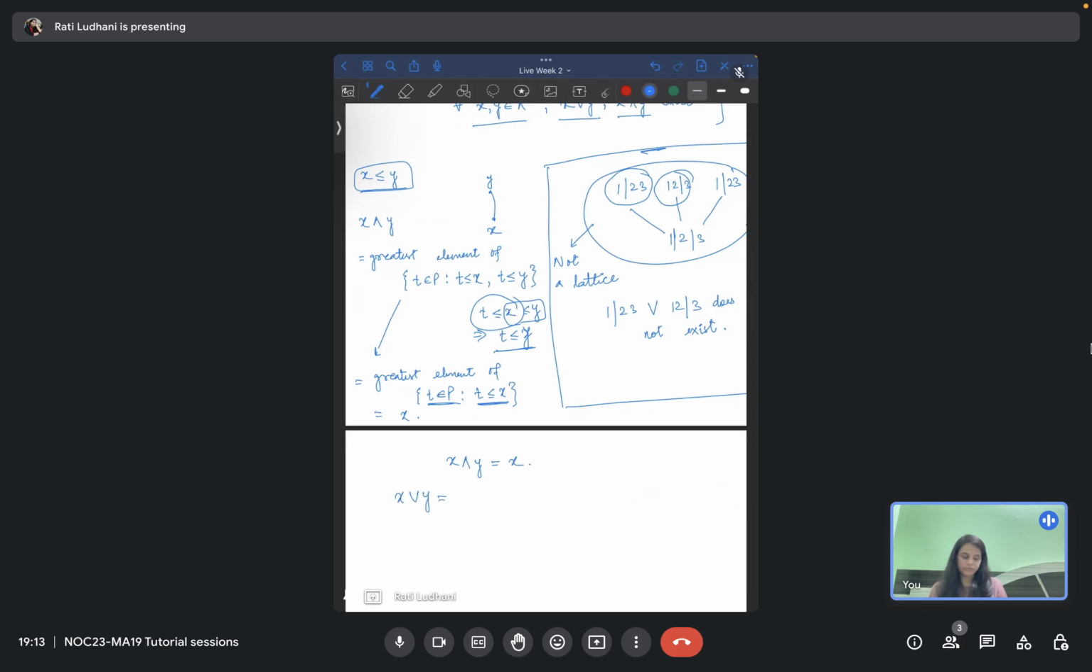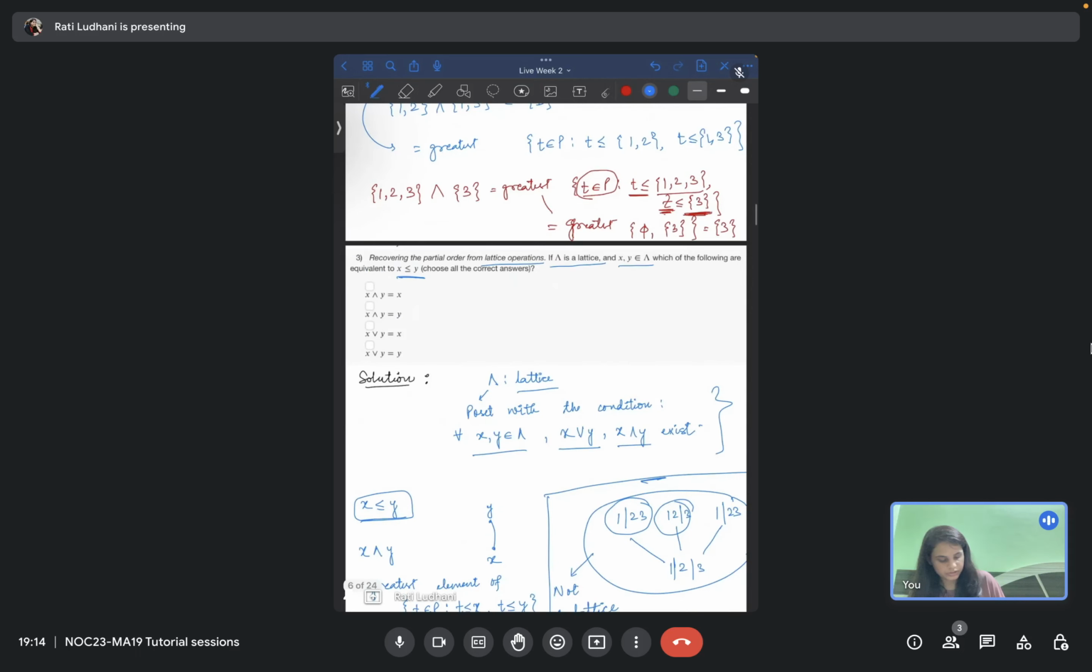Now, this x join y, what will it be? Can you tell me directly, or maybe if you want to try the least element? Exactly, so this will be y, because it is the least element of the set of t belongs to P such that x is less than or equal to t and y is less than or equal to t. This implies that, so you can just remove that condition, and you are searching for the least element, so you can just pick y. Okay, very good.